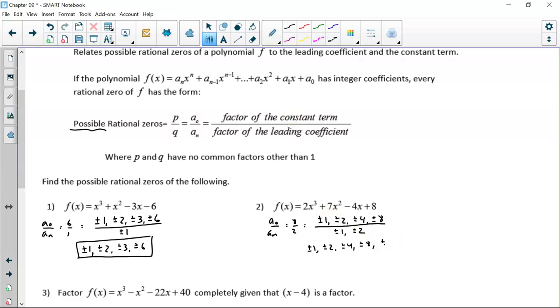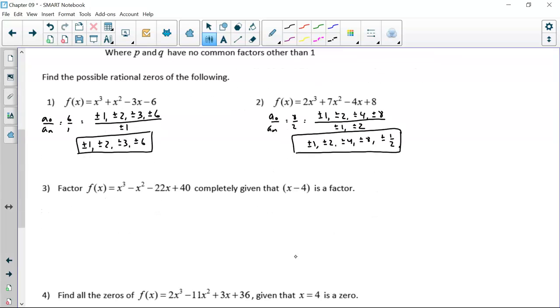1 divided by 2, so plus or minus 1/2. Then it would be 2 divided by 2, which is 1. We already have that. We don't need to write it again. 4 divided by 2 is 2. We already have that as well. And then 8 divided by 2 is 4. So those are our possible rational zeros. You can see one of them is a fraction.